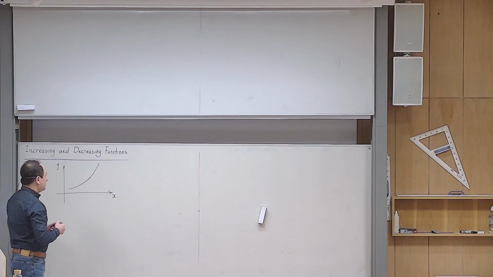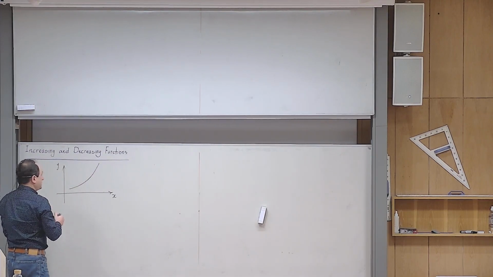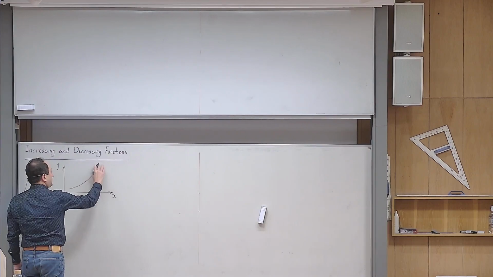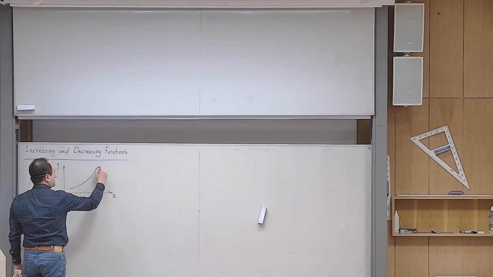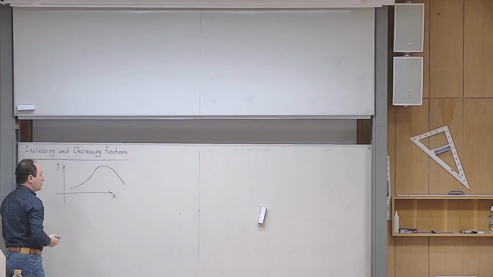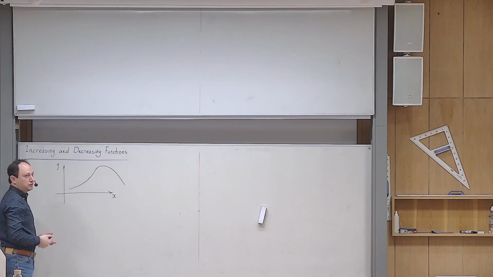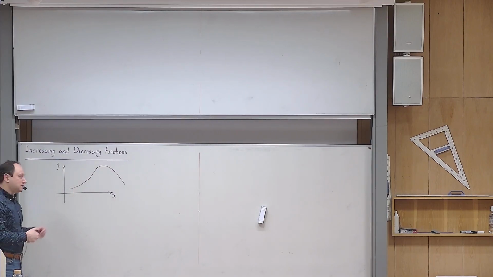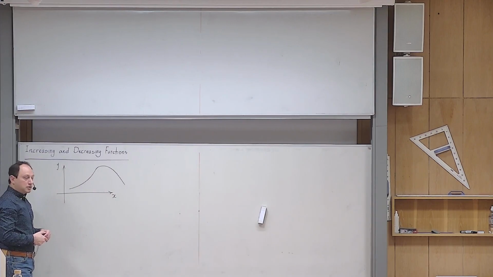But of course, you know that this might not be the case. For example, at some point the function starts returning back, yes? So I cannot say that this function is increasing, or that this function is decreasing, because it is increasing in some part and decreasing in another part.